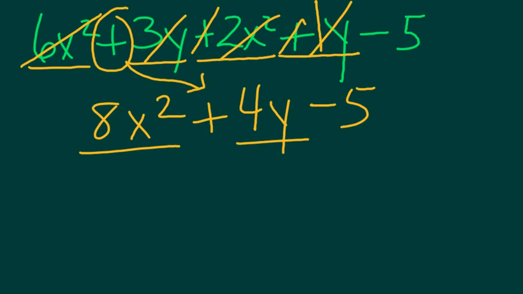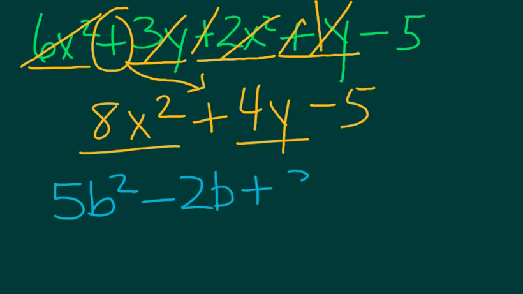Sometimes the book tries to trick you. Don't be tricked. They might put 5b squared minus 2b plus 3, and they might say simplify. Are any of those like terms? No. To be a like term with this one, you have to have a b squared. To be a like term with this one, you have to have a plain b. And to be a like term with this one, you have to have a plain number. There's no like terms. So I can't simplify that.